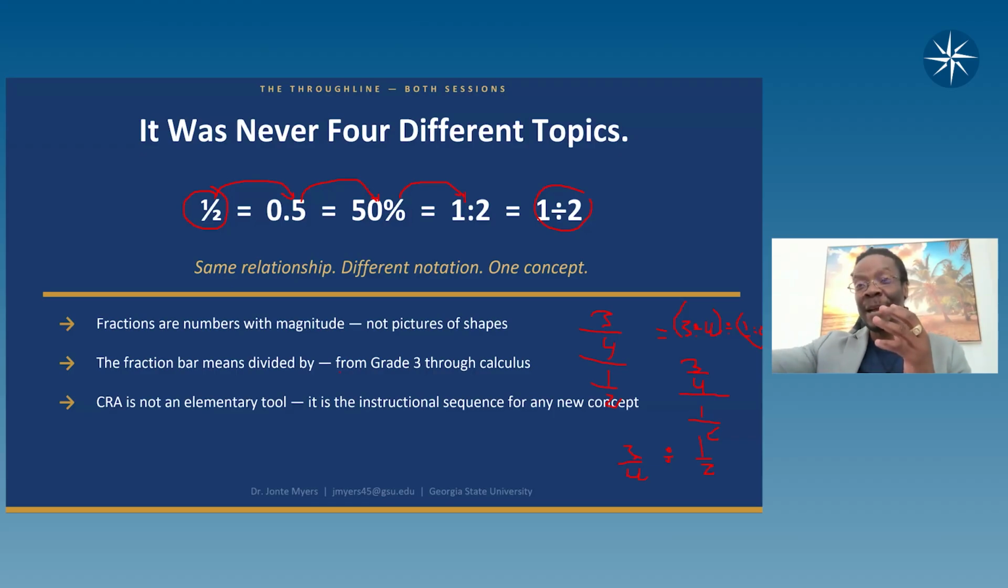So change, keep, flip is abstract, right? But oftentimes many students don't know why it works. So we want them to understand why it works. So that's why we come back to the concrete and the pictorial level to build their conceptual understanding.